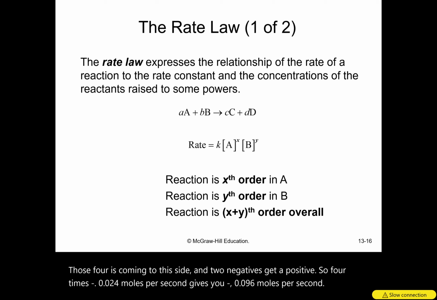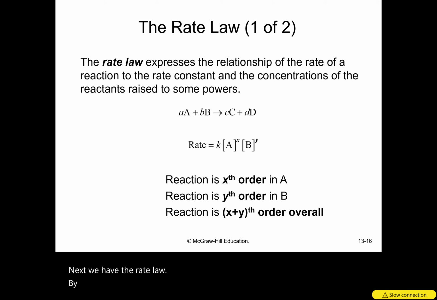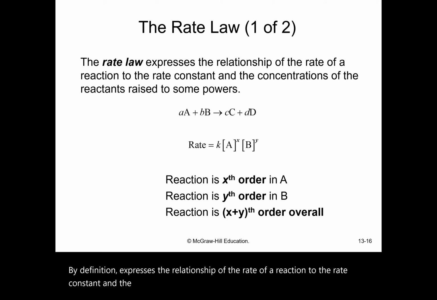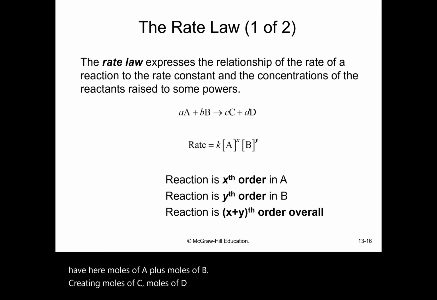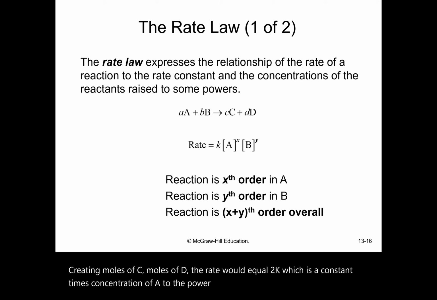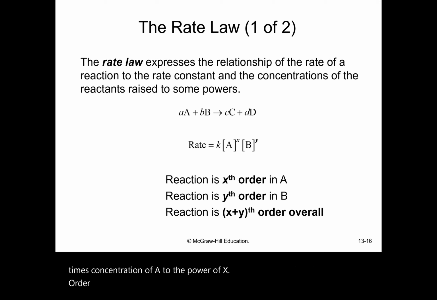Next we have the rate law. By definition, it expresses the relationship of the rate of a reaction to the rate constant and the concentrations of the reactants raised to some power. So we have here moles of A plus moles of B, creating moles of C plus moles of D. The rate would equal K, which is a constant, times concentration of A to the power of X order, and then times concentration of B raised to the Y order. So overall, the reaction is X plus Y order.